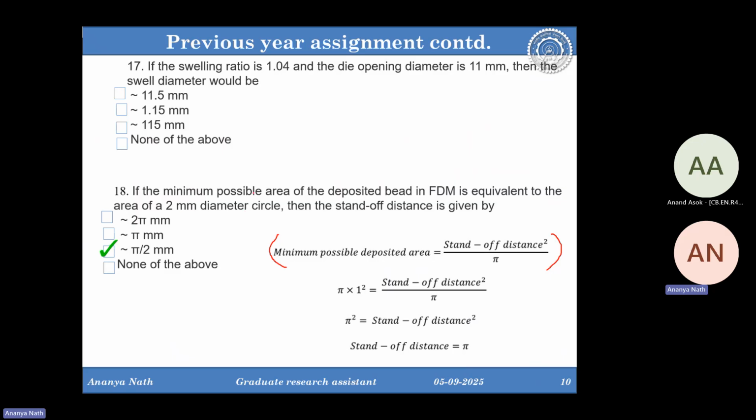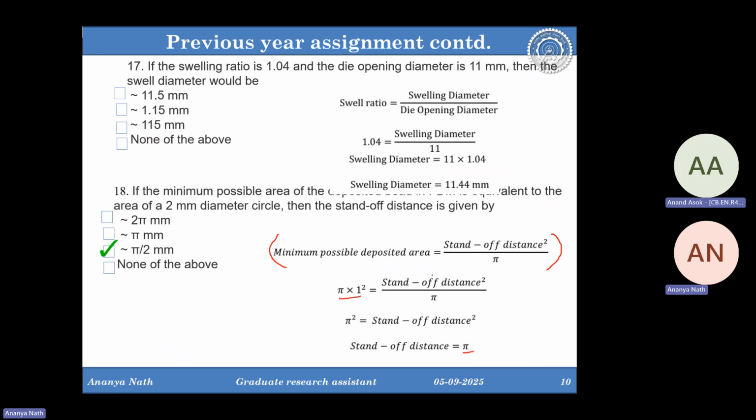If the minimal possible area of the deposition bead in FDM is equivalent to the area of a 2 millimeter diameter circle, then the standoff distance. So the area of the 2 mm diameter circle will be pi r square, so pi times 1 square. So like that, you get standoff distance equal to pi. And for the next question, standoff distance is B, right? B square by pi. In that B is standoff distance.